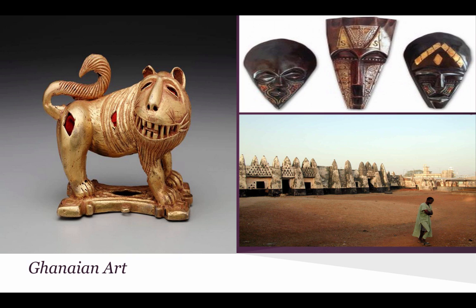We see some really high-end art. You see this is a gold lion, really impressive. This was actually a sword hilt. And then you've got these incredible masks up here, which kind of blended the native religion with Islam.